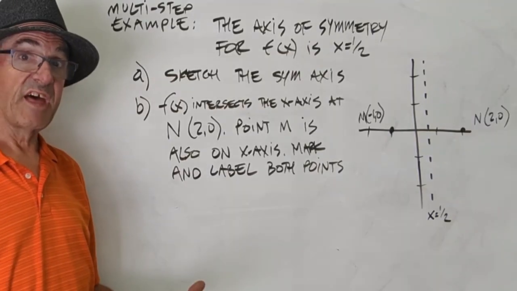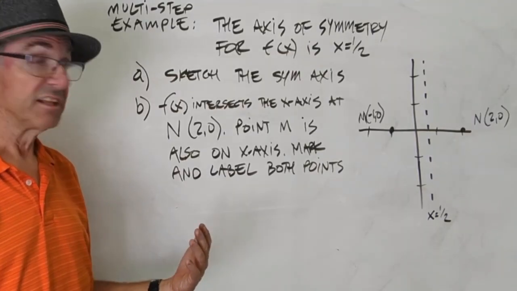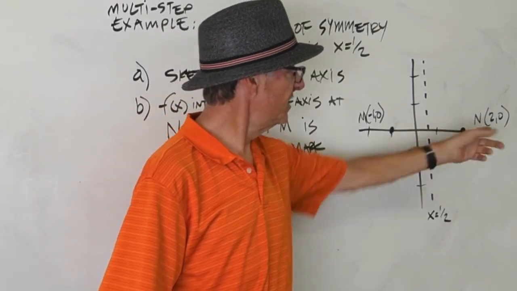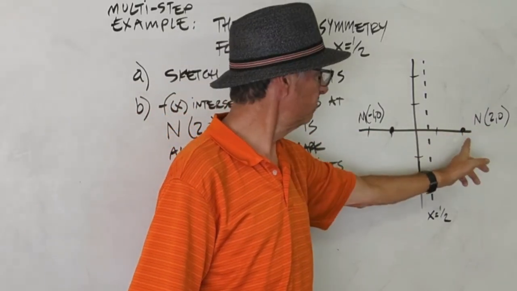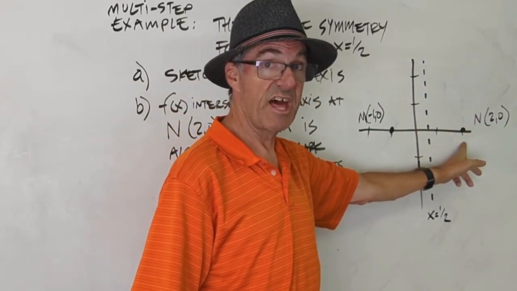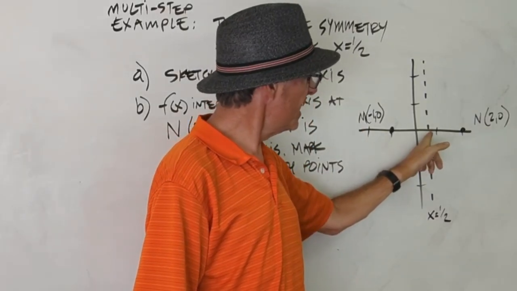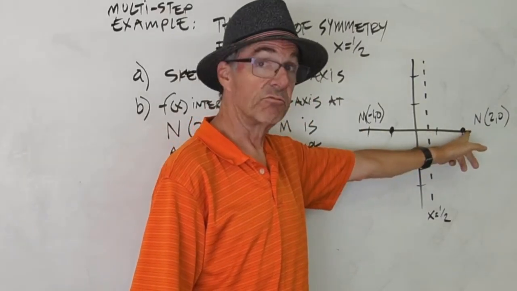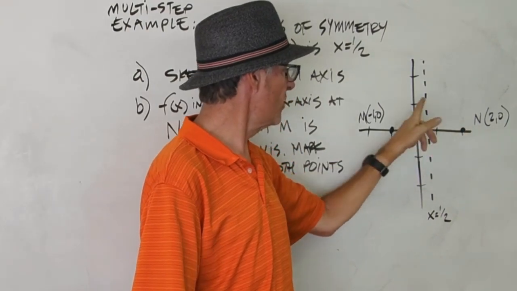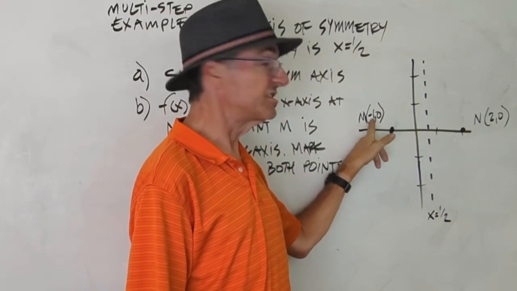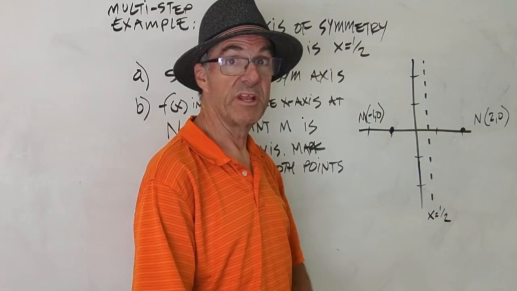All right, let's take a look at that. We get point N for free. They told us that N was 2, 0. So guess what? 2, 0. I can just put that on there. M is pretty quick to get. We know that N is 1.5 to the right, so that M is going to be 1.5 to the left. So that's going to give us negative 1, 0 for point M.